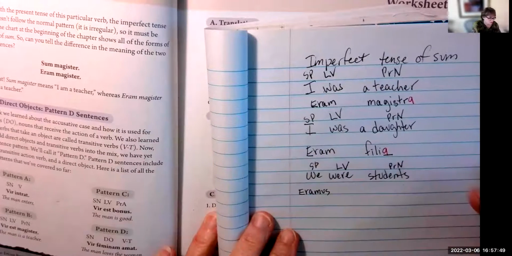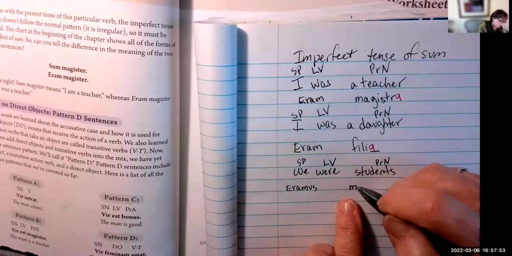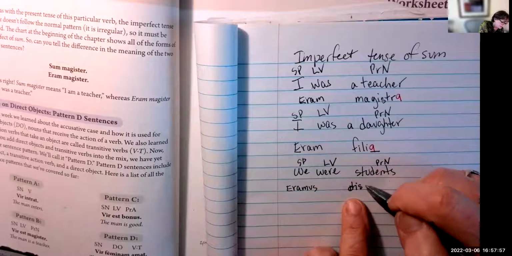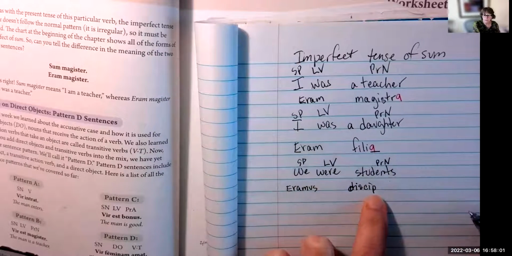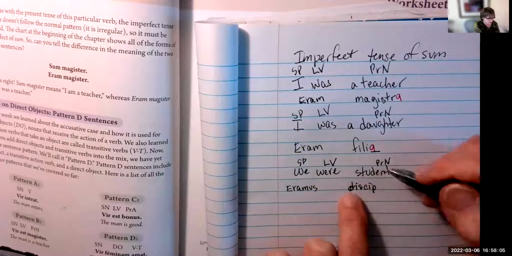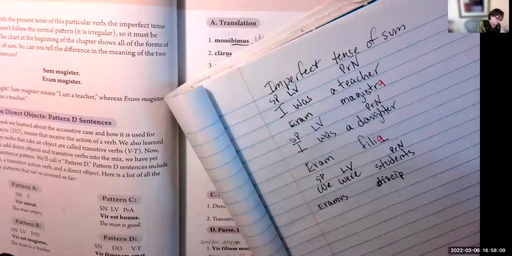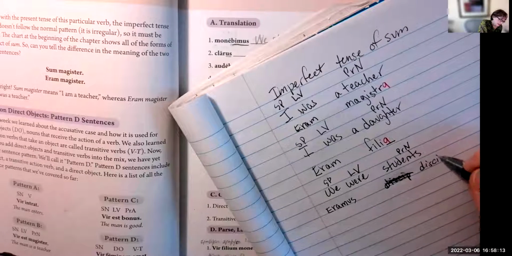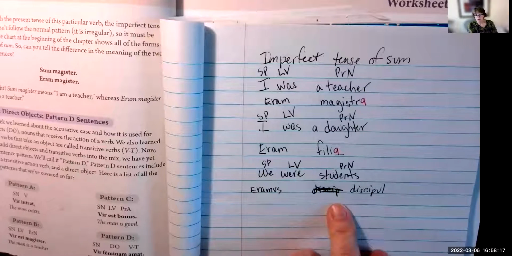Eramus. All right, what's the stem for students? No, that's teacher. Student. D-I-S-C-I-P. How do you spell that? Discipul. There you go. Thank you. Okay, there's our stem.